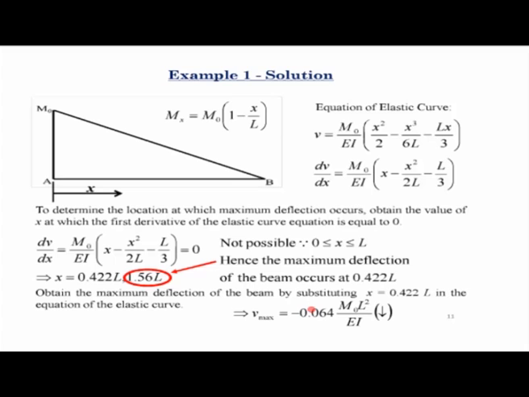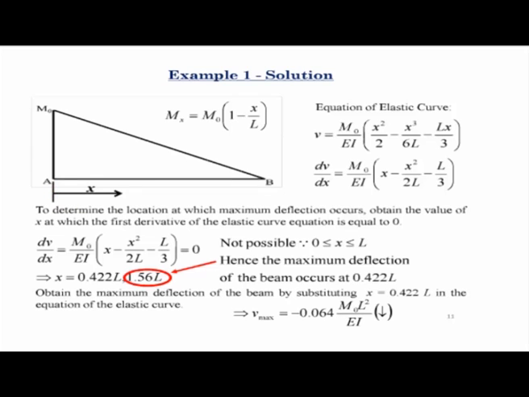So that is about the maximum deflection of the beam. It is minus 0.064 M0 L square by EI. The minus indicates it is in the downward direction, and this maximum deflection will occur at a distance of 0.422 L from the left end of the beam.